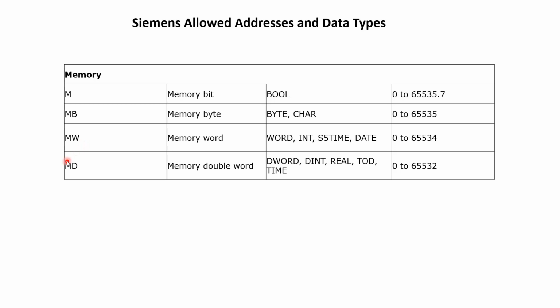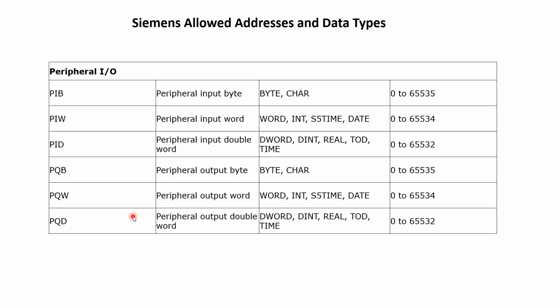Then MD is for memory double word. The data type is double word, double integer, real, time of the day, and time. This is the range also. Hope you guys are following. Okay, next slide.